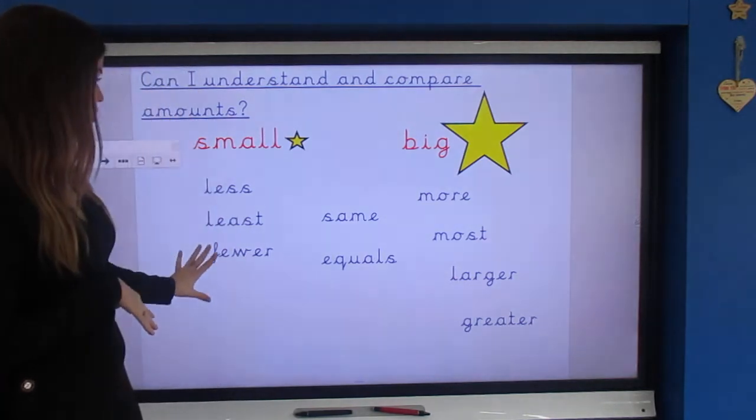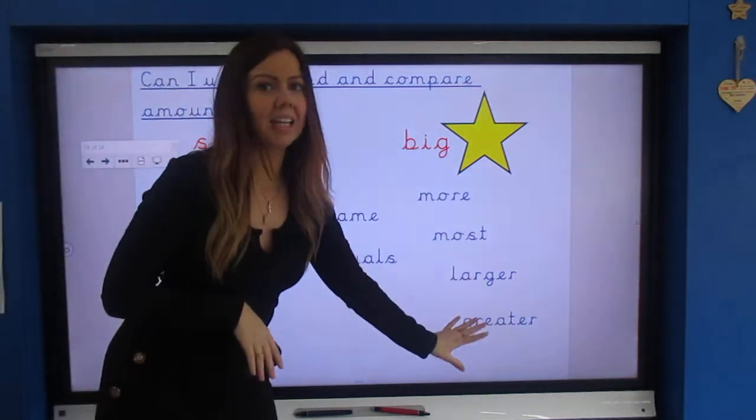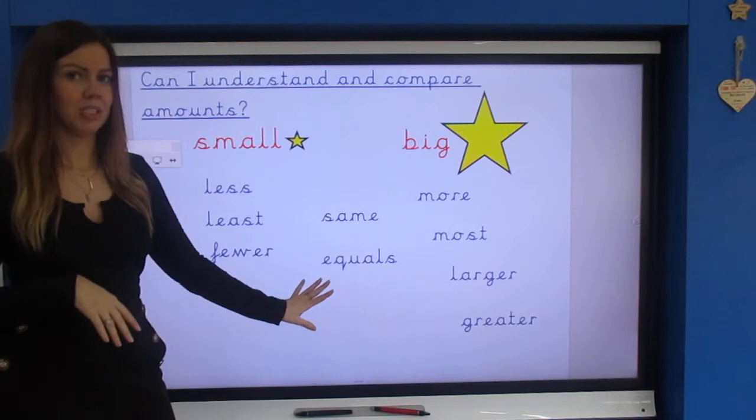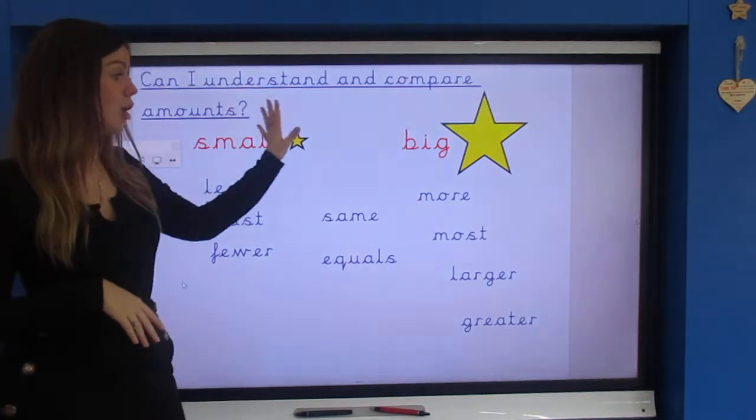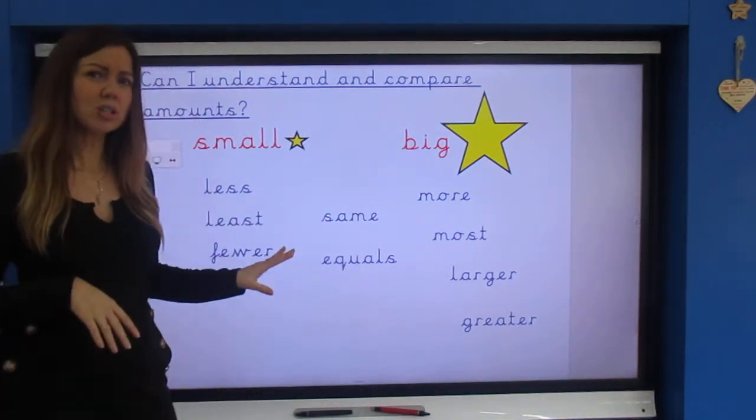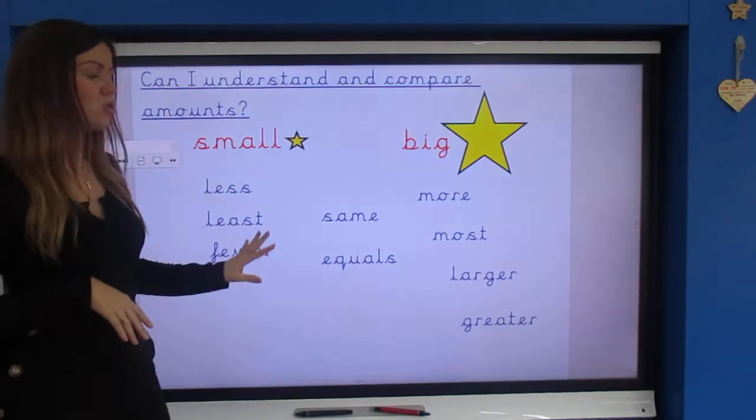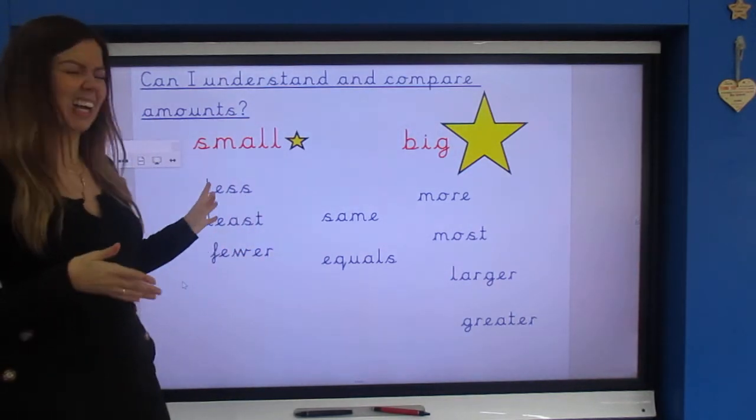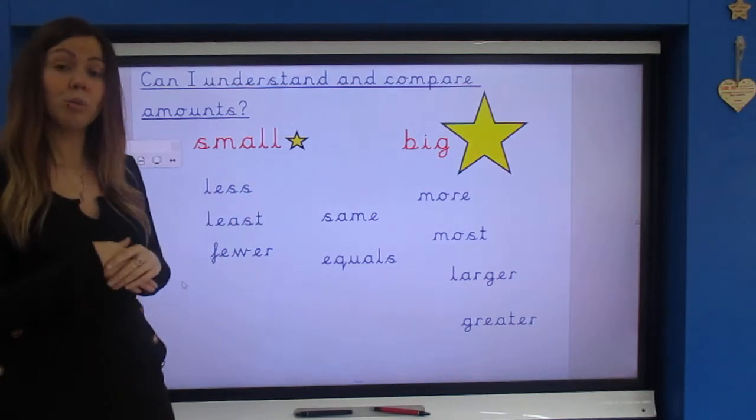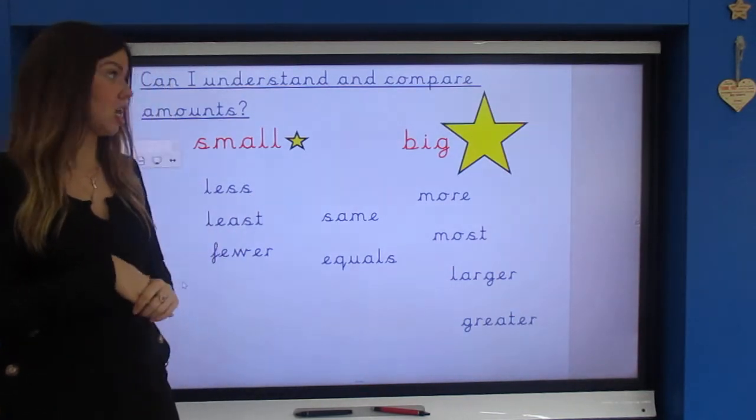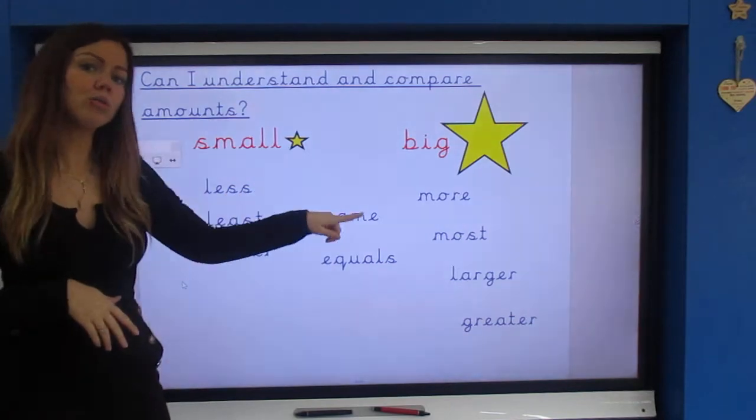So we've got our smaller language, our bigger language, and the same. So that's really important that you know these words. And it's important to try and read them as well. Now I know that some of us won't be able to sound all of that out because they are quite tricky. But it would be really good if you could pause the video now and tell your grown-up what they say.